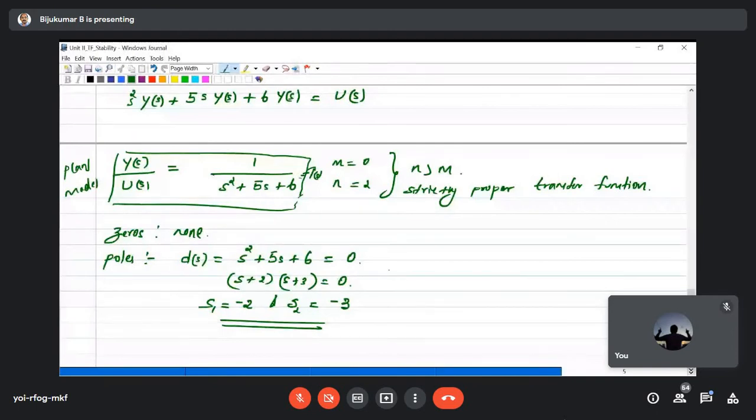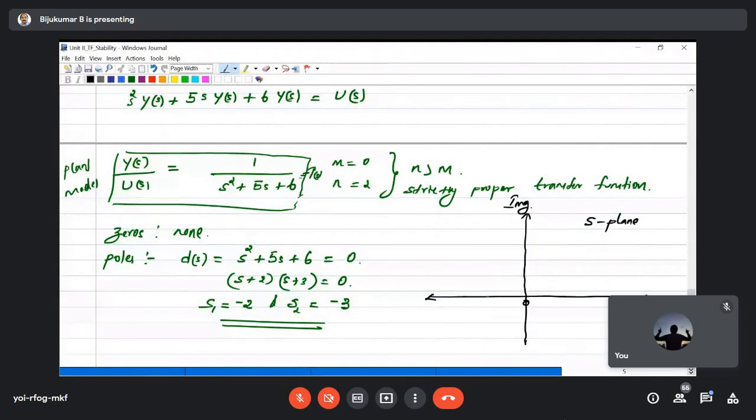So how can we draw the location of these poles and zeros in the s-plane? The s-plane has a real part as well as an imaginary part. So this is the origin. Where will be the location of these poles? Usually poles are represented by a cross symbol. Zeros can be represented by a small circle.